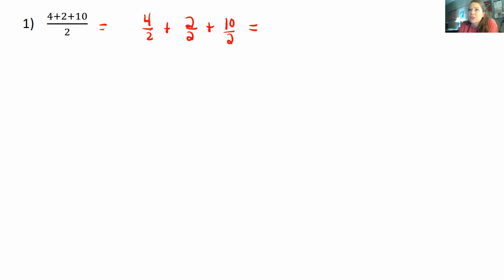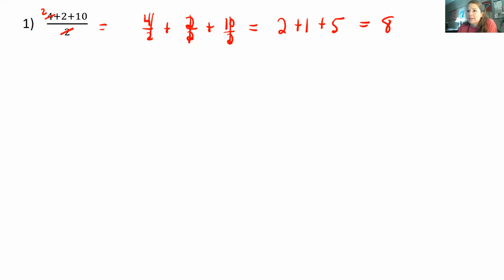So 4 divided by 2 is 2. 2 divided by 2 is 1. And 10 divided by 2 is 5. So altogether, we would have a total of 8. Just like if we added 10 plus 2 plus 4, 16 divided by 2 is 8. All right, so some people think, okay, well, since the first term is divisible by 2, I can go ahead and cancel out the denominator and everything else stays the same.